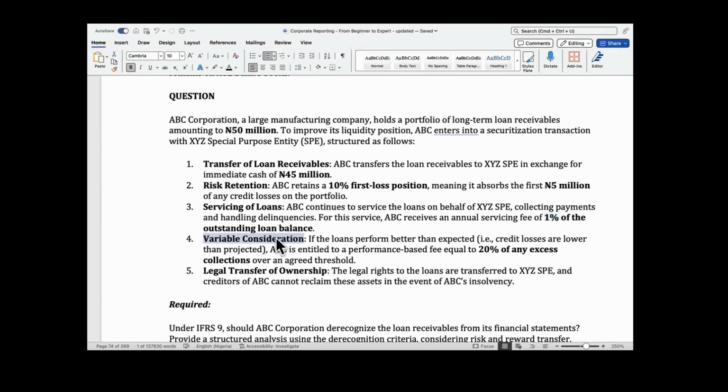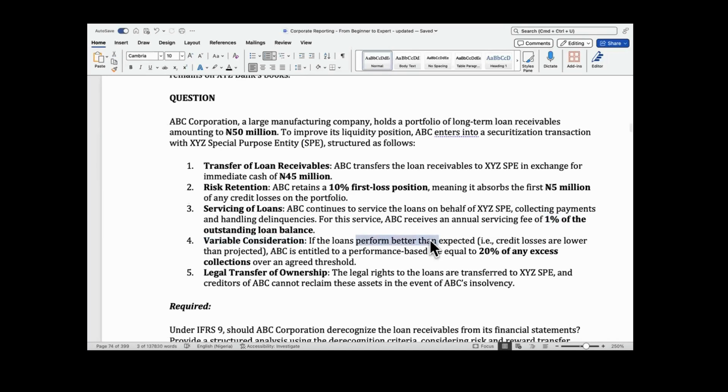Variable consideration. If the loan performs better than expected, they will give him 20% of any excess collection. So any excess collection that he's able to make, he will get 20%. Whatever that excess collection is, what is important is getting a reward of 20%.